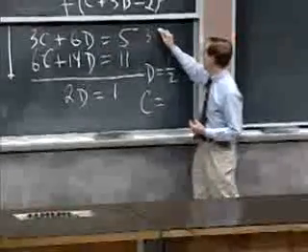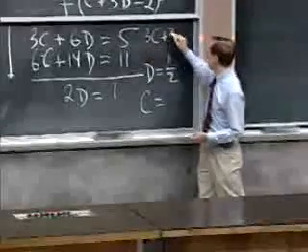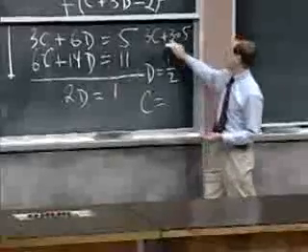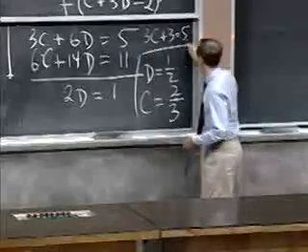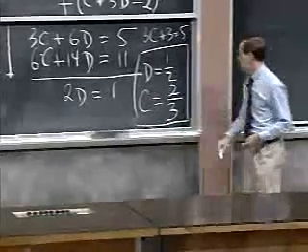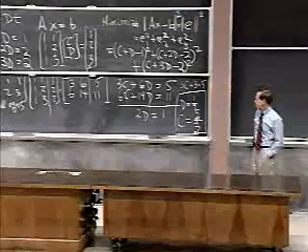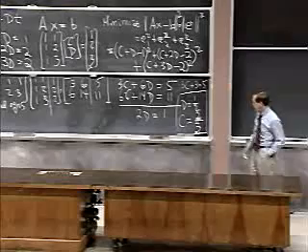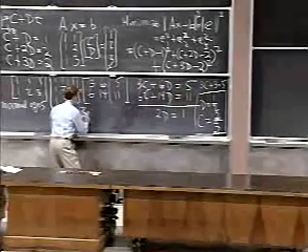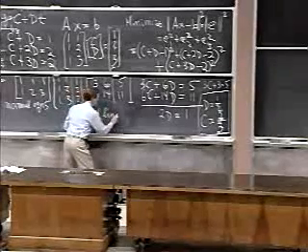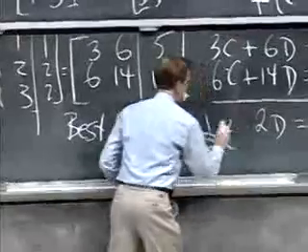3c plus, that 6d is 3, equals 5. So 3c is 2. So I think c is 2/3. One half and 2/3. So the best line is the constant 2/3 plus 1/2 t.